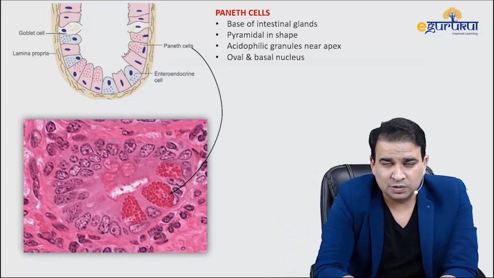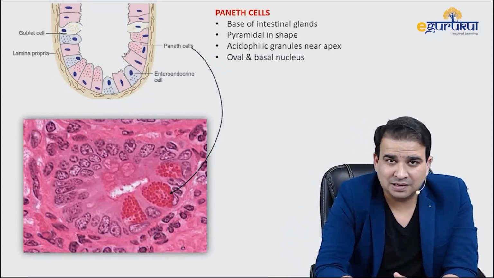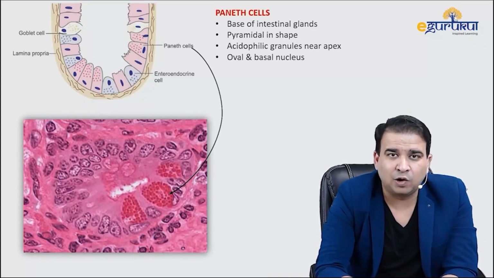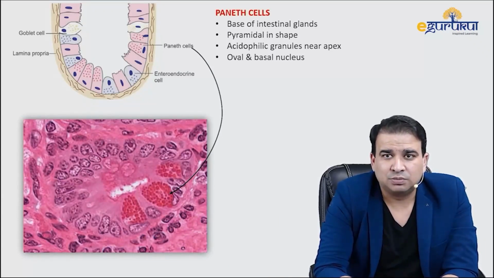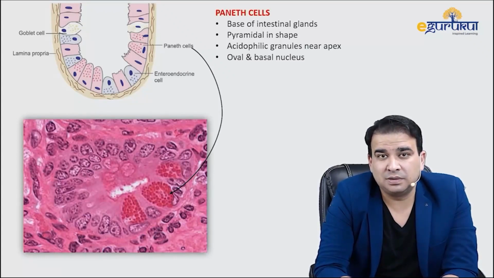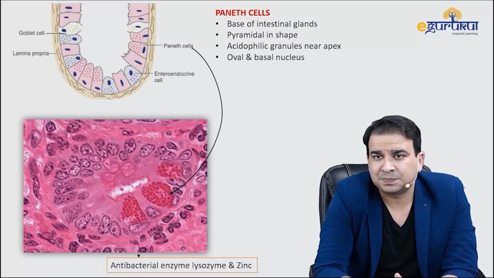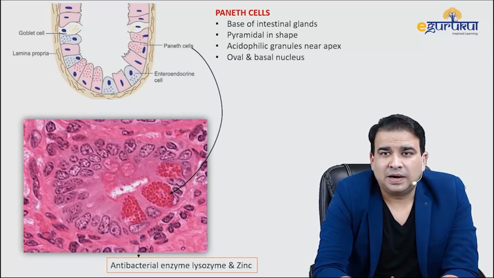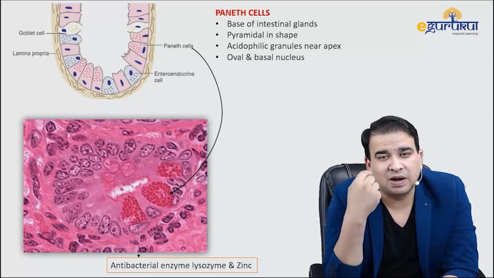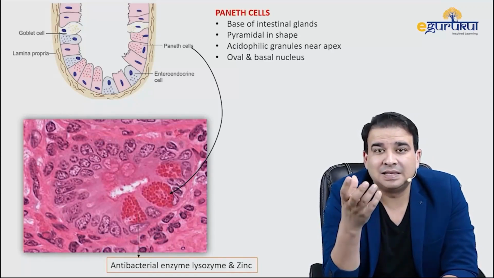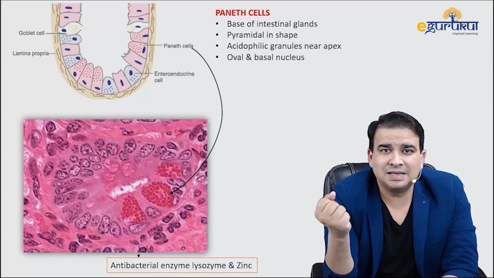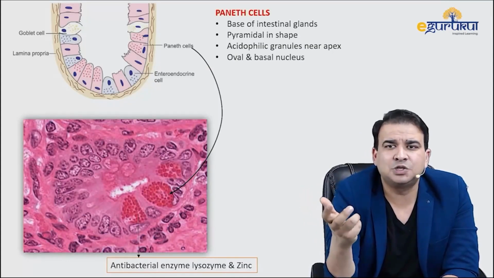And these cells are basically rich in the zinc content and also in the antibacterial enzymes like lysozymes. So they are the cells which are actually maintaining the immunity of the lining of the small intestine. So antibacterial enzymes, lysozymes, and rich in zinc content. And this was a question even asked in the exam regarding the Paneth cell, that which of the following is a feature for the Paneth cell, that they are rich in the zinc content, and that is true.